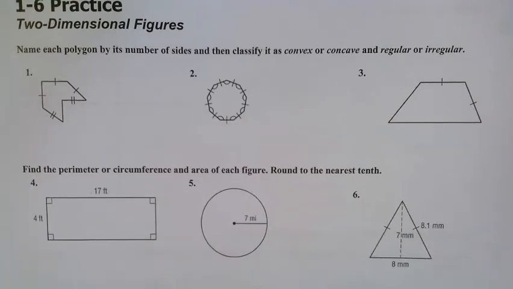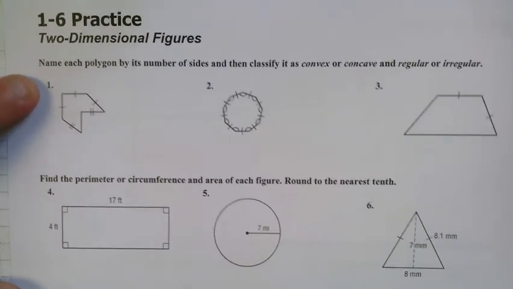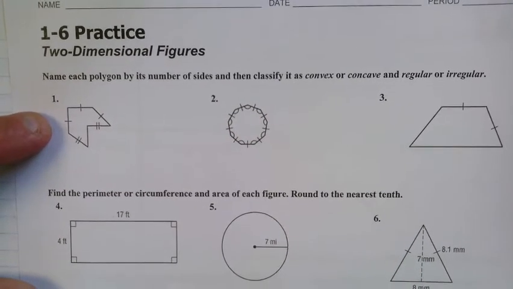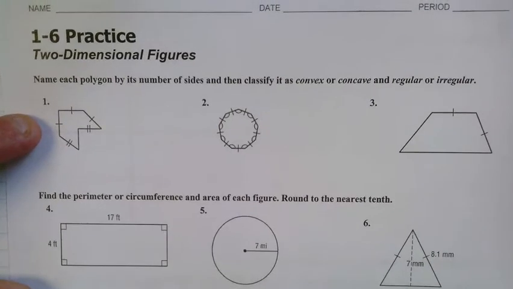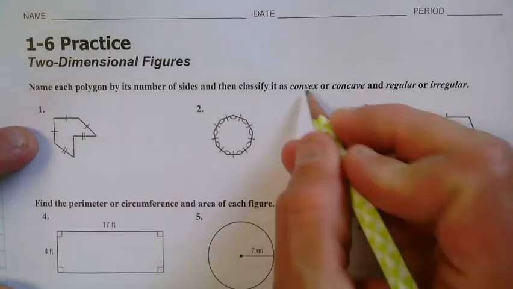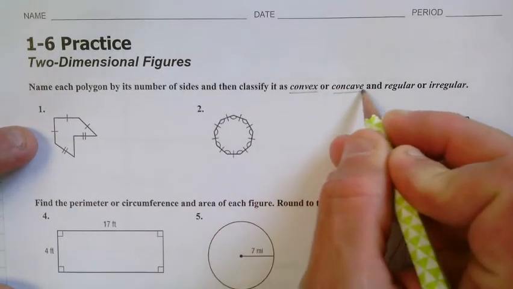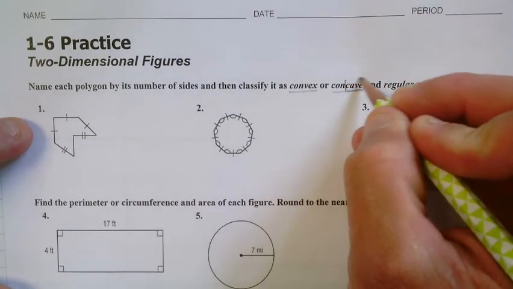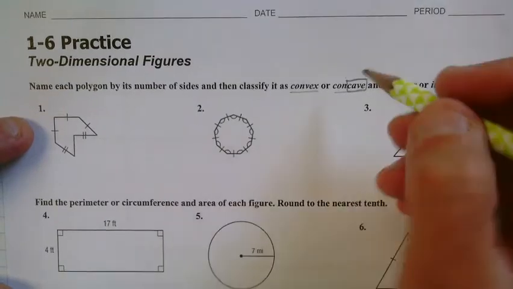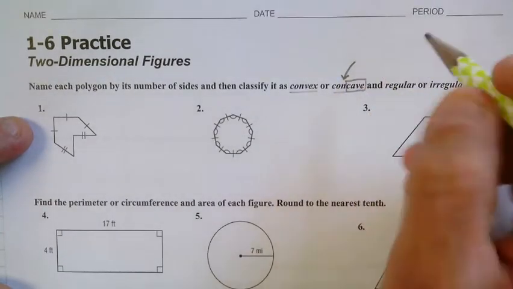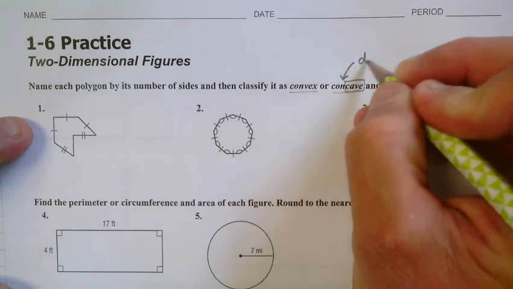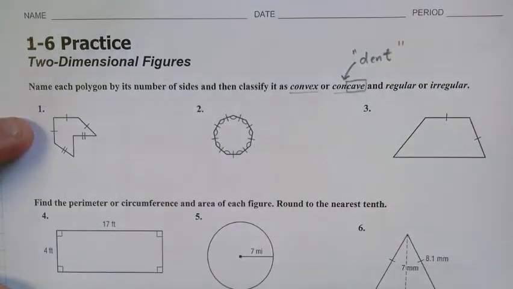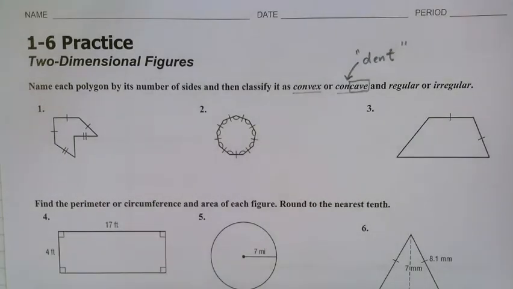Looking at number 1, it says name each polygon by its number of sides and then classify it as convex or concave and regular or irregular. These are the 2 terms that I forgot to write down, and I'm not going to go back and write them down because we don't use them a whole lot. But I want you to highlight the word cave here. These types of polygons have an indentation, or a dent. All right, the convex polygons don't.